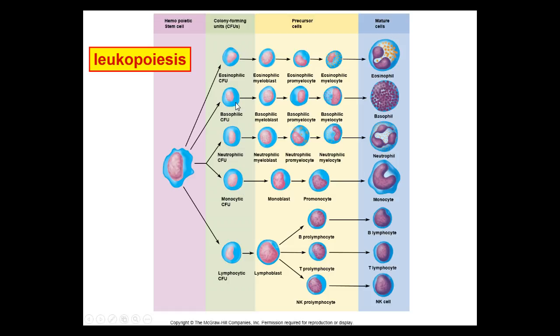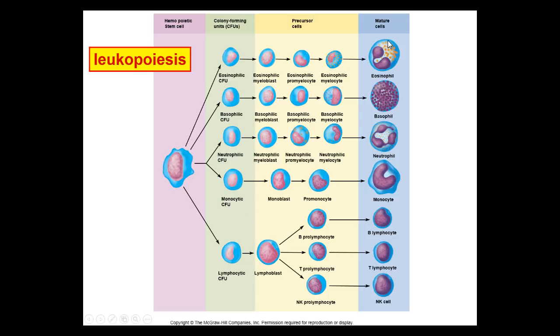When we get to this point, you can see that the three different lymphocytes actually come from their own precursor cells. However, we ultimately started at the hemopoietic stem cell.